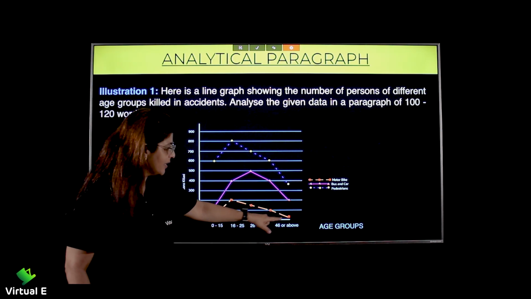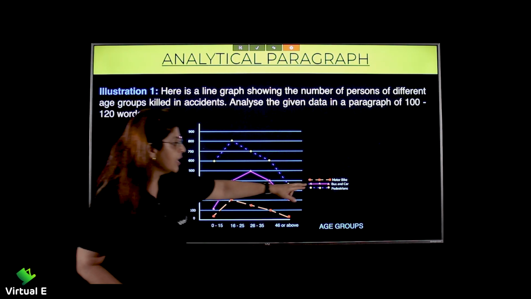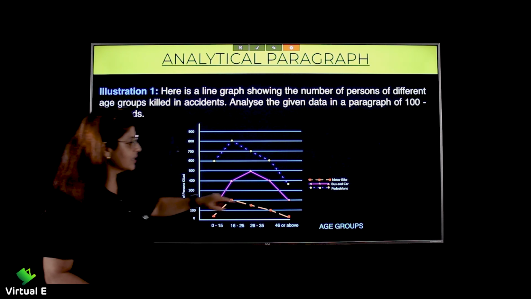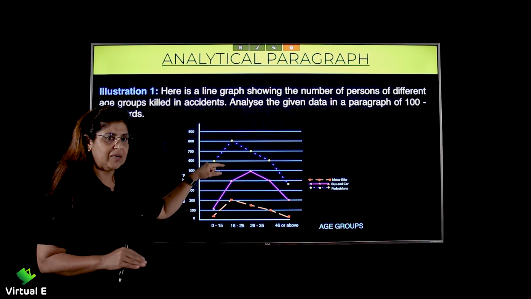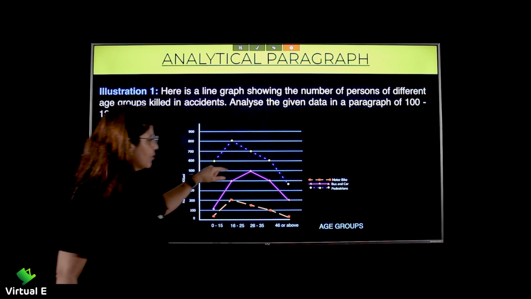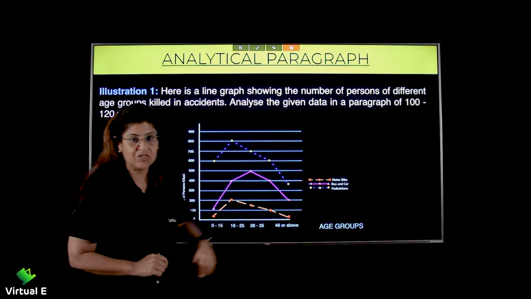You have the motorbike. Now, this line here indicates that the people on motorbike, how many die? Bus and car, this is it. And pedestrians. What do we mean by pedestrians? Of course, we know them. People who walk on the road. So, this is signifying the pedestrians.